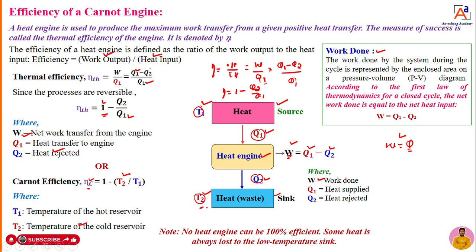So you can see the cold reservoir is nothing but the sink, and T1 is the temperature of the hot reservoir, that is the hot source. Therefore, I can express the Carnot efficiency in terms of heat data, that is 1 minus Q2 divided by Q1, or else in terms of temperature data, the efficiency of a Carnot engine is equal to 1 minus T2 divided by T1. This is the efficiency of an engine.